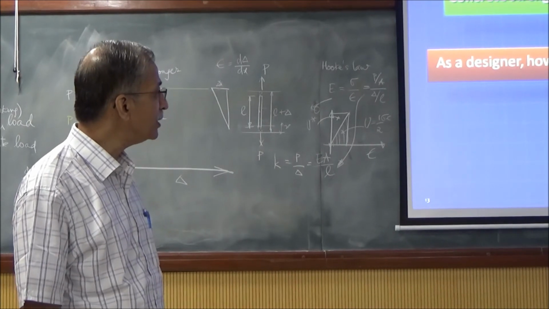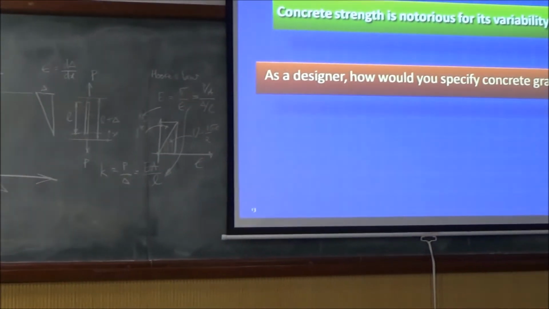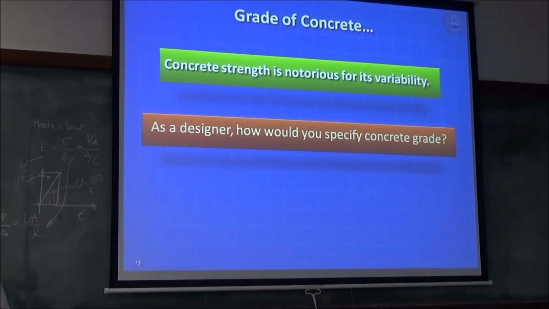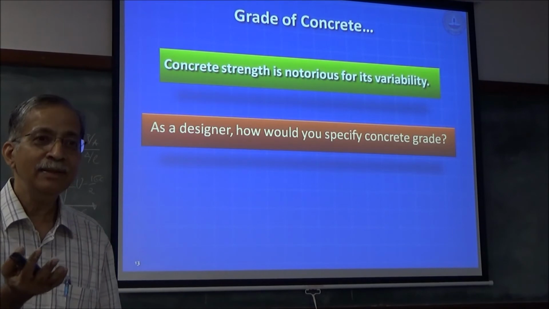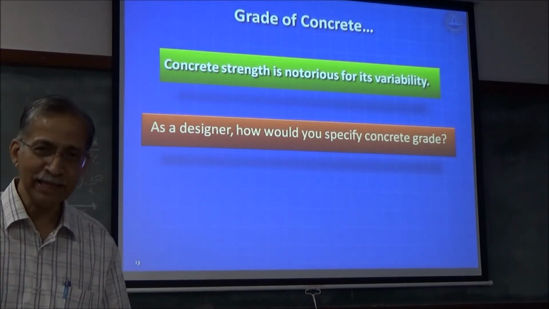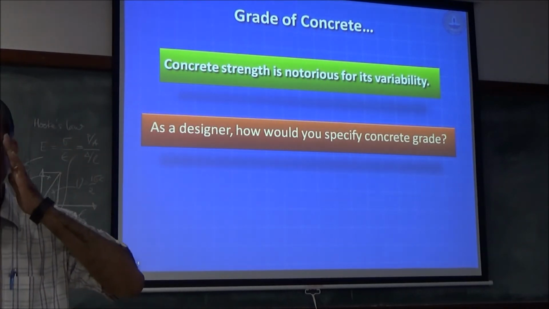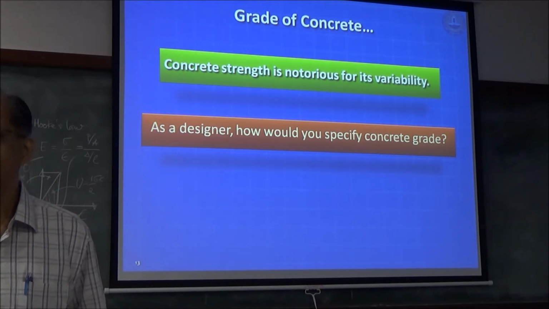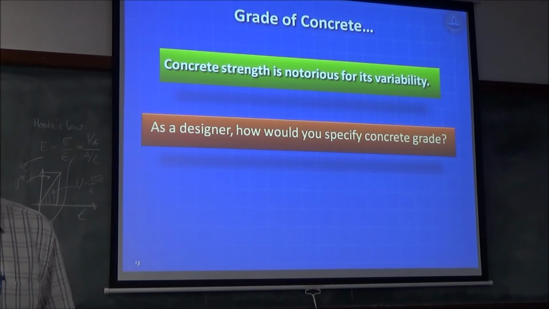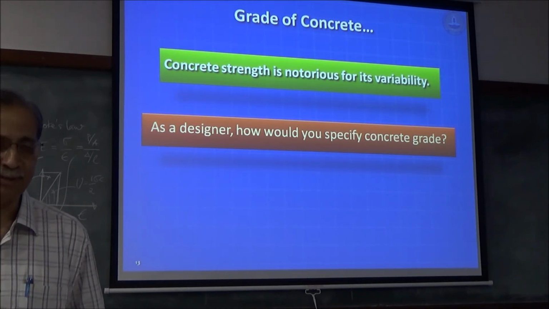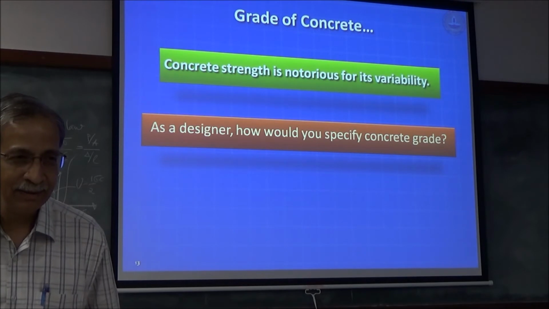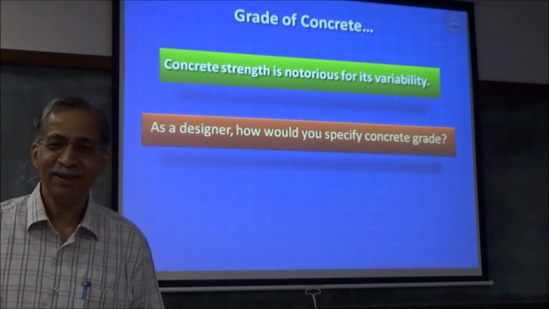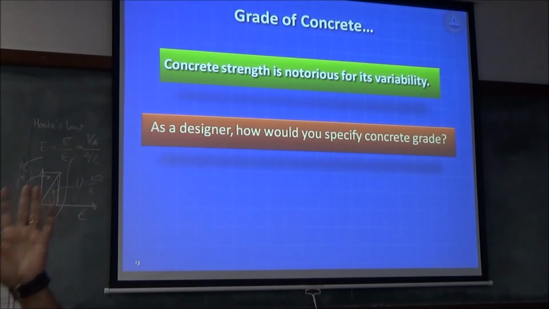As a designer, how would you specify concrete grade? You say M. What M? Add the number. M30 shall be taken. M30 concrete. What the hell does it mean? 30 is the characteristic strength of concrete. What is that characteristic strength? Less than 5%. All that is complicated. What is M30?